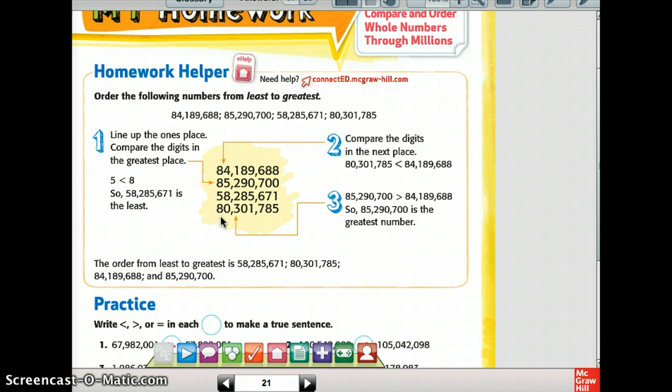And you would do the same thing for the next numbers. This gets a little trickier because in their 10 million digit, they all have 8s. So you would just move to the next digit. Our next least digit would be the 0. So 80,301,785 would be our next least, as you can see down here when they're listed from least to greatest. And you would continue that process.